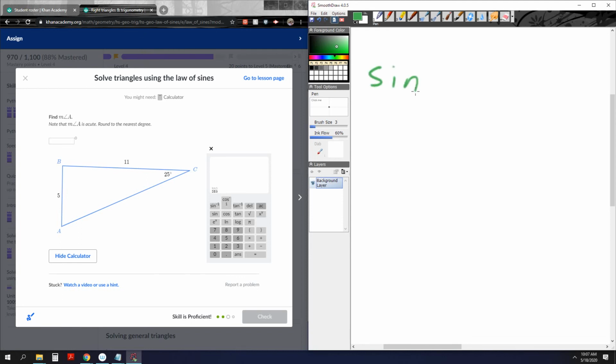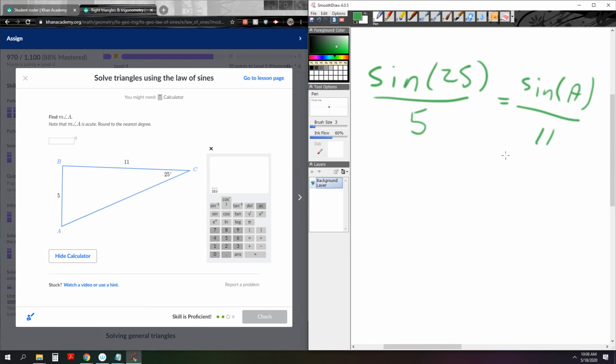Okay, so we have the sine of the angle we do know, which is 25, divided by the side across from it, which in this case is 5. And that's going to equal the sine of A, right? Because the angle A is across from 11. So that's why we're picking sine of A. Now we're going to multiply both sides by 11, and it's also because it's what they're asking for. So we get 11 times the sine of 25 over 5 equals the sine of A.